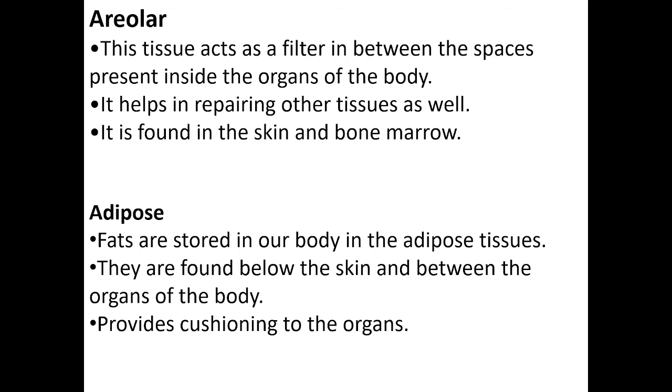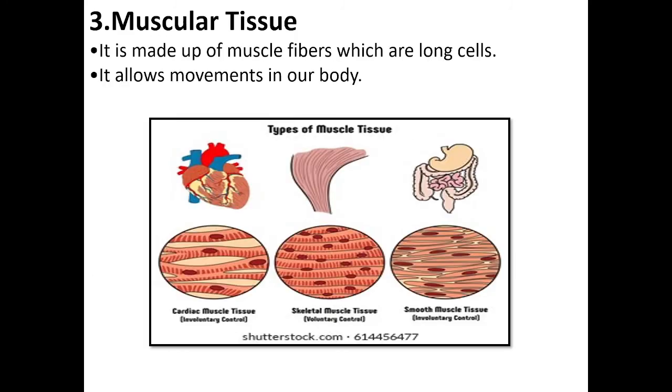Below the skin and between the internal organs, these are the locations of the adipose tissues. Okay. These tissues have limited matrix. These tissues are very soft and fatty, which store the fats in our body and insulate the body. So fats are stored in our body in the adipose tissues. They are found below the skin and between the organs of the body, and provide cushioning to the organs. That is the support connection.